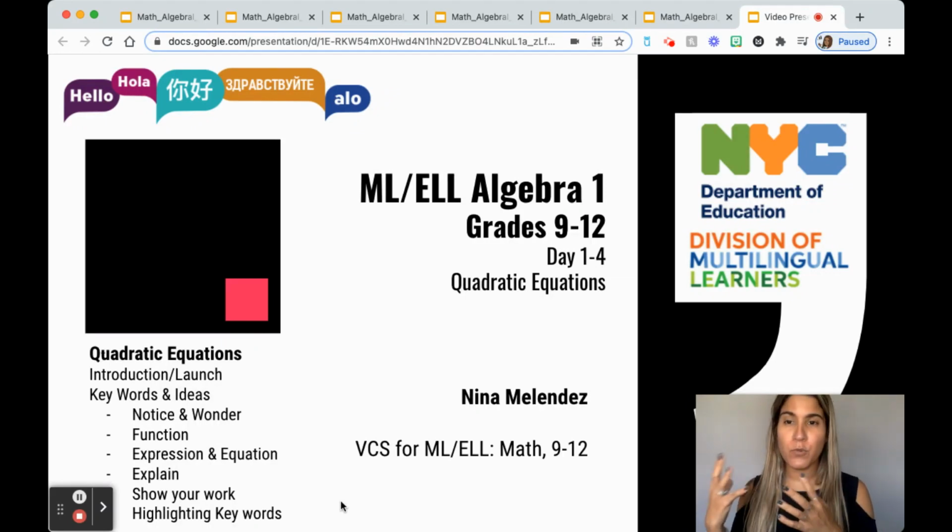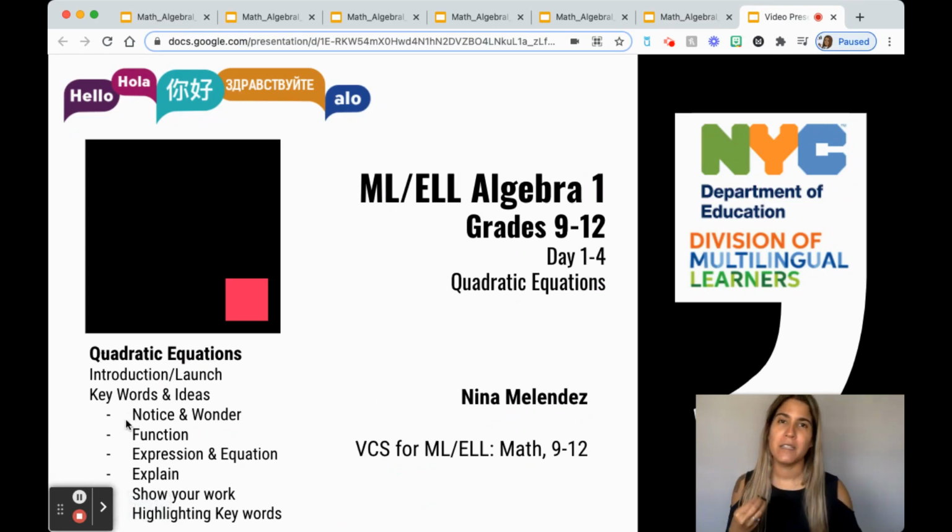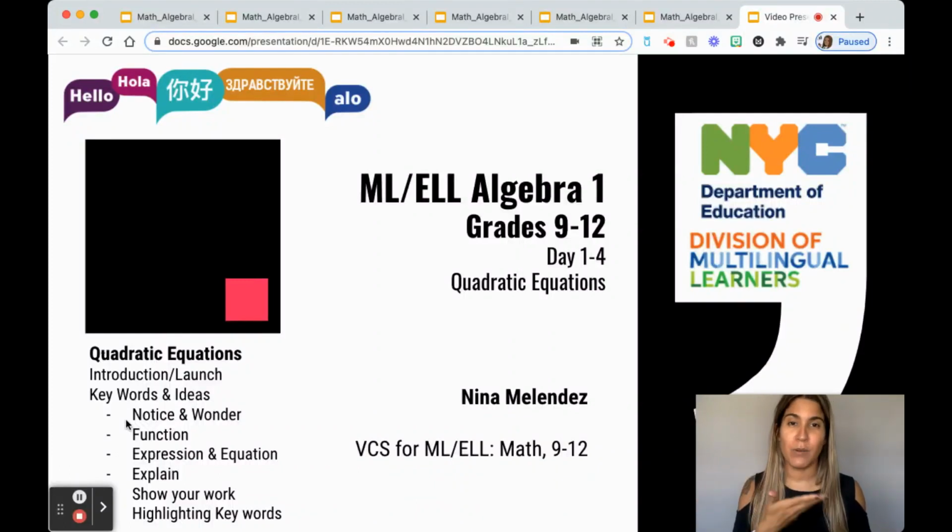I focus mostly on the introduction launch. I think in these lessons, many of them are very vocab heavy. Therefore, make sure you're focusing on the introduction launch portions of the lesson. Additionally, make sure that students understand what it means to notice and wonder. They've probably been seeing this throughout the year, but reiterate for them to delve a little bit deeper into these words so they can really flesh out the information.